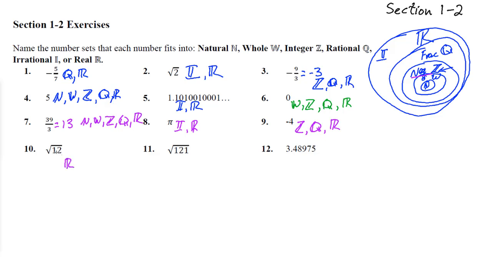This guy is definitely real, and it is a square root that does not come out nice, so irrational. This one, number 11, the square root of 121 is indeed 11, which is a natural number, whole number. That means it is an integer. Yeah, integers are our friends. Nice, no fractions yet. It also is a fraction, and it is a real number. And this 3.48975, the decimal stopped. So this is a rational number. Notice it's not even, so it's not a whole number or a natural number or an integer, and it is then real. Great.